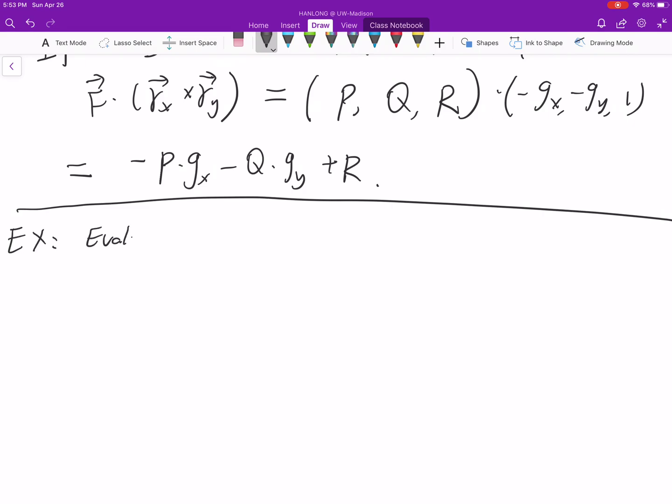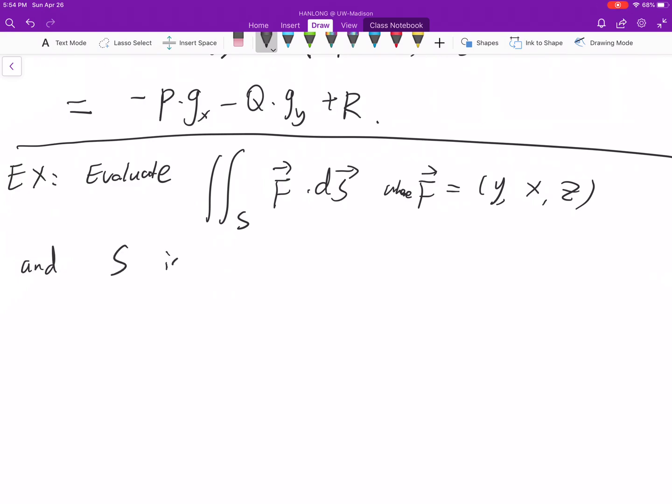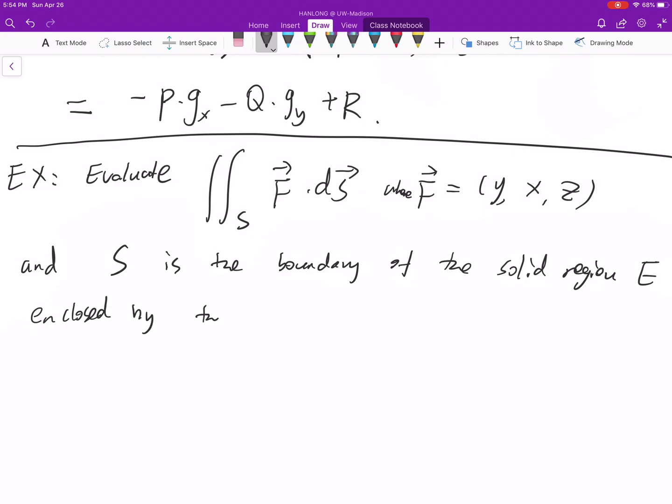So evaluate the surface integral where the vector field is given by y, x, z, and S is the boundary of the solid region E enclosed by the paraboloid z equals 1 minus x squared minus y squared, and the plane z equals 0.